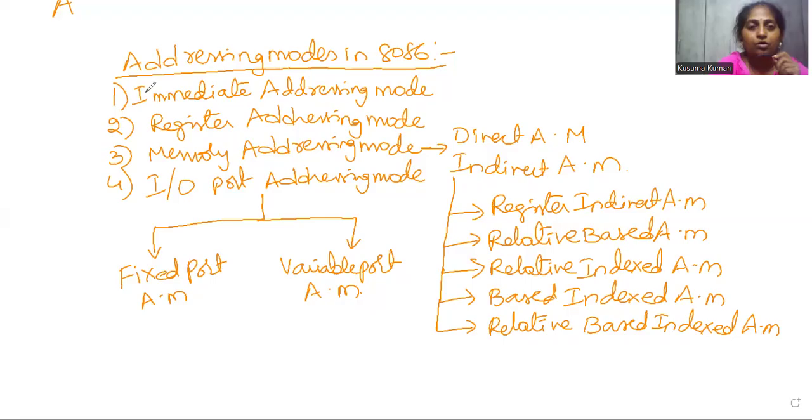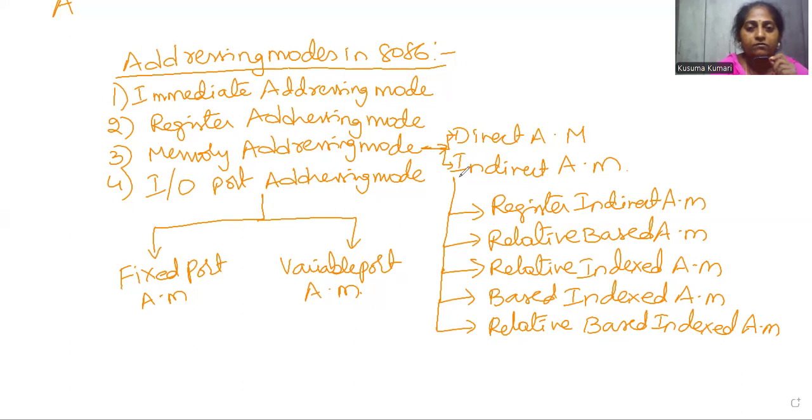Now, what are the types of addressing modes in 8086? It is a classification. One is immediate addressing mode. Second is register addressing mode. Third is memory addressing mode. And fourth is IO port addressing mode. So these are the four types. Here, the memory addressing mode is further divided into two types, that is direct addressing mode and indirect addressing mode.